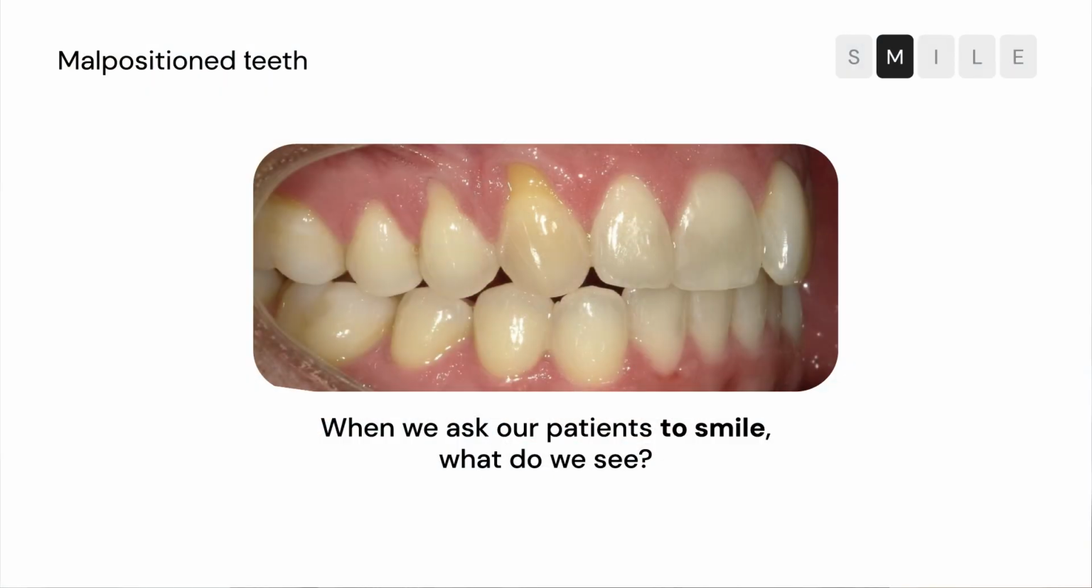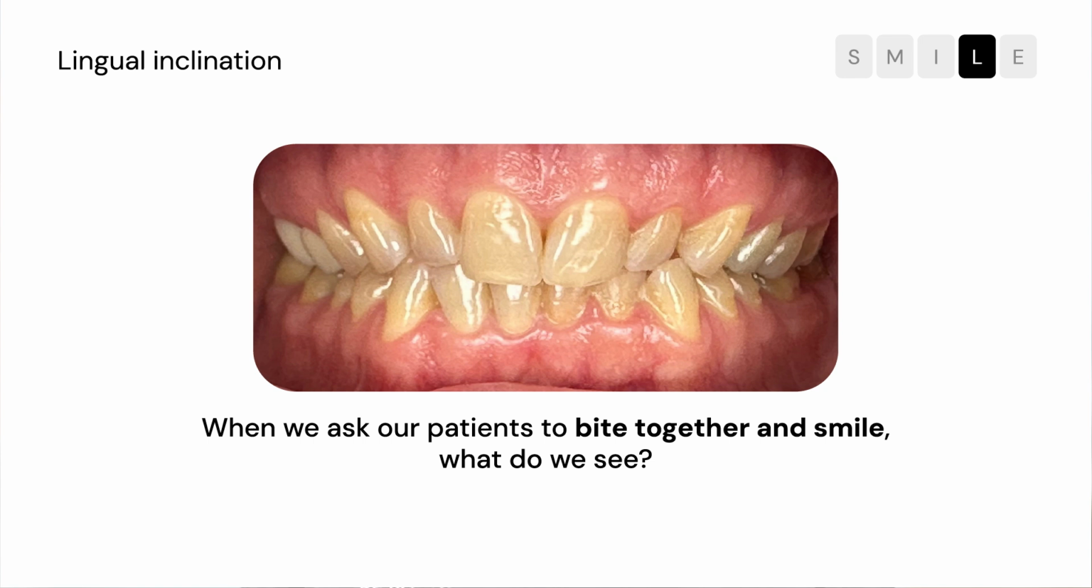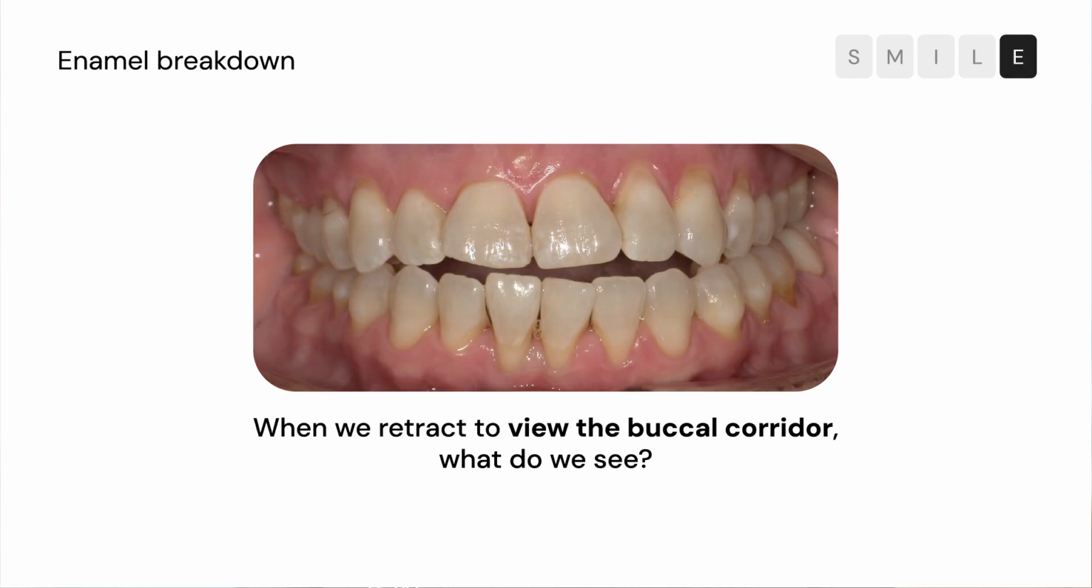So shifting is one. The next is malpositioned teeth for M. And then I is going to be incisal wear, looking to see how much those front teeth are wearing down. A really, really big thing to keep in mind. The next one is the lingual inclination. How do those teeth, when we look down the sides, how do they look? And then the last one is going to be enamel breakdown. So let's look at that shifting.